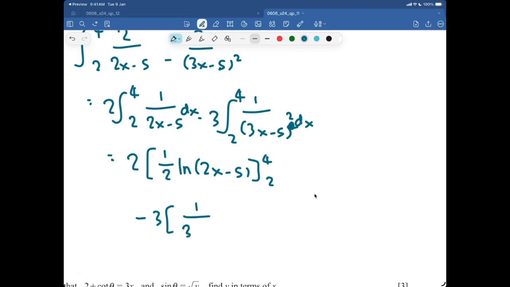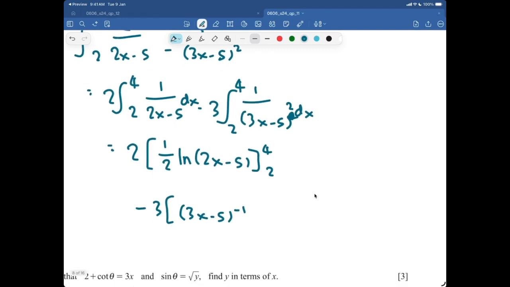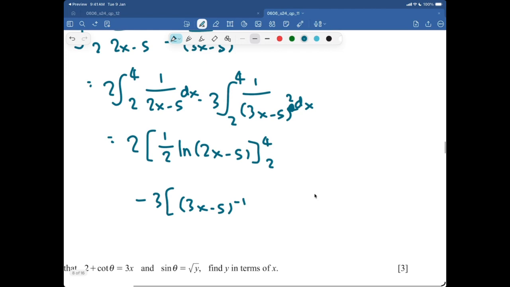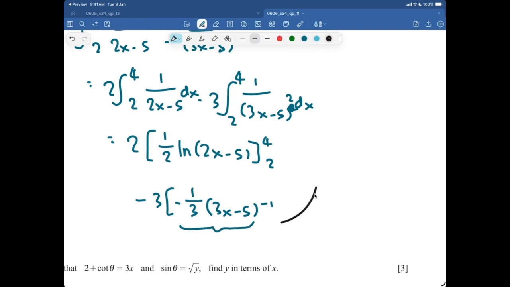Some constant multiplied by (3x minus 5) to the power of negative 1. If we do some simple processes, knowing that differentiation is the reverse of integration, you could probably get the constant to be negative 1 over 3. If you differentiate this expression, you would get 1 over (3x minus 5) squared.